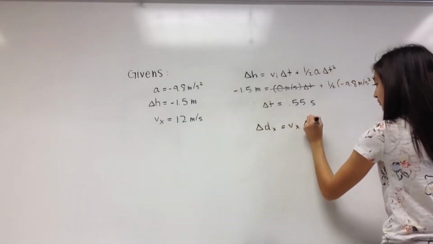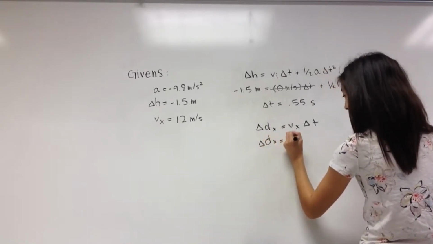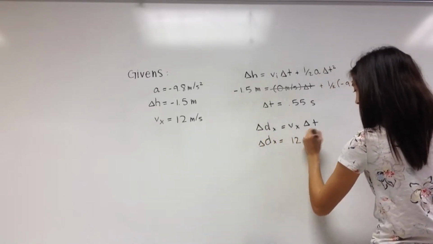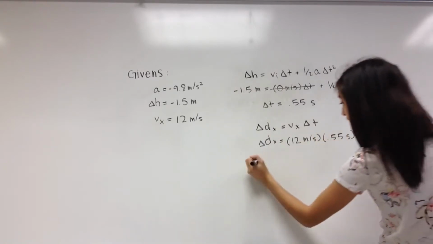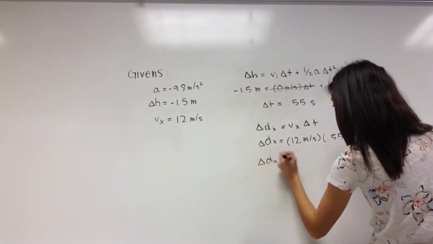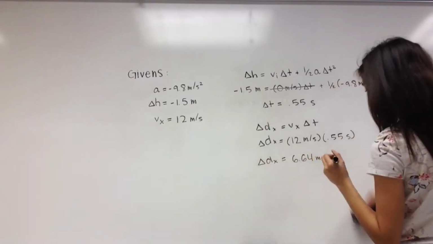To find the horizontal displacement, you can use the equation dx equals vx times t. Plug in your givens and solve for dx. You should get 6.64 meters.